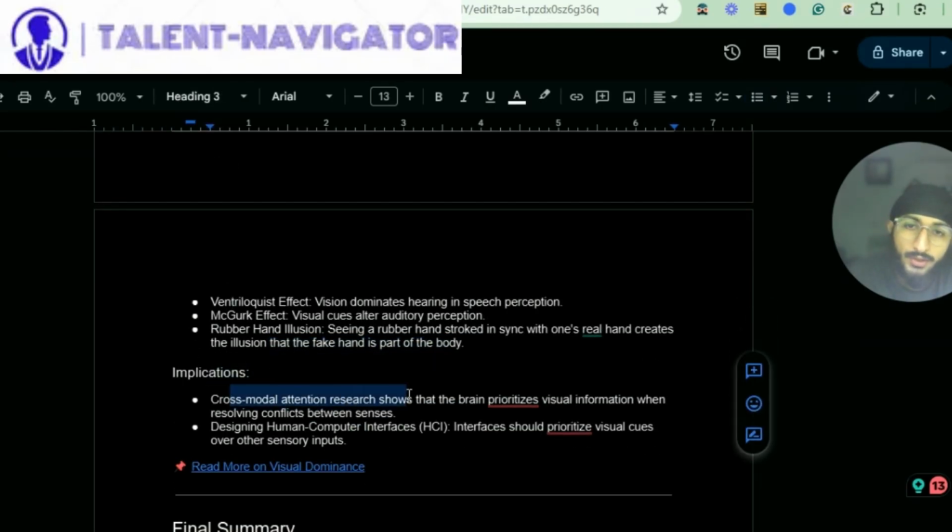Implications: cross-modal attention research shows that the brain prioritizes visual information when resolving conflicts between senses, and designing HCI, human-computer interfaces, should prioritize visual cues over other sensory inputs.